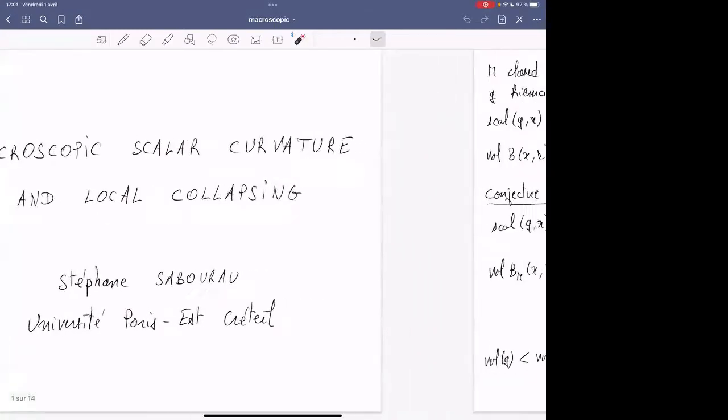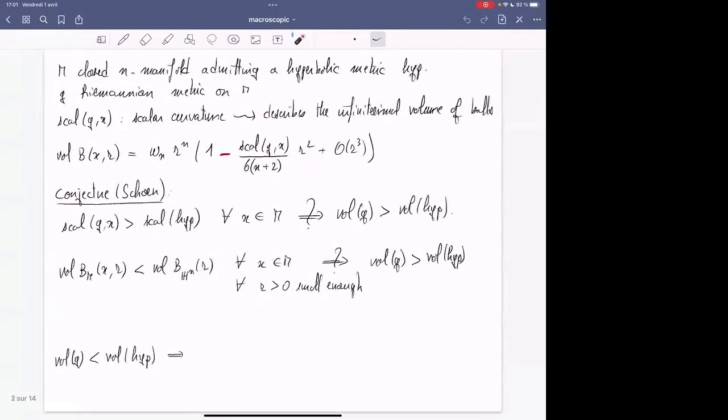I prepared a few slides. In all the talk, M will be a closed manifold admitting a hyperbolic metric, or even something more general, like a metric with pinched negative curvature. And G will be another, Riemannian metric. The fact that it admits a hyperbolic metric is just a topological condition, basically.